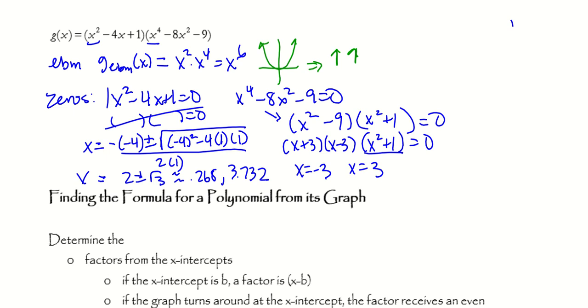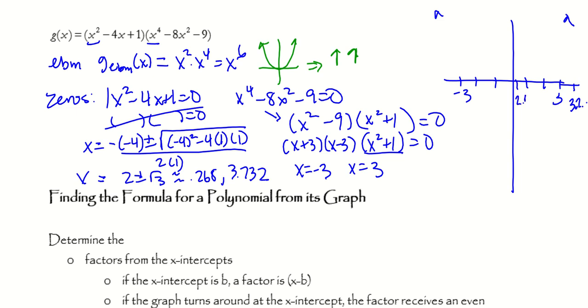So if I think about the graph of this so far, I know that my end behavior is up, up. I know that I have zeros at negative 3, at positive 3, and at a little more than 3, so 3.7 plus a little bit more, and then at a little above 0, so at 0.268.